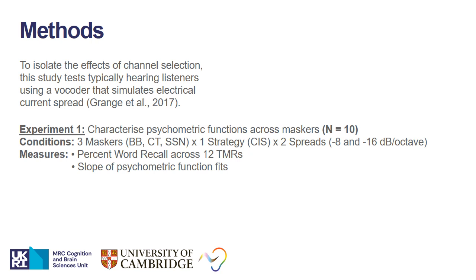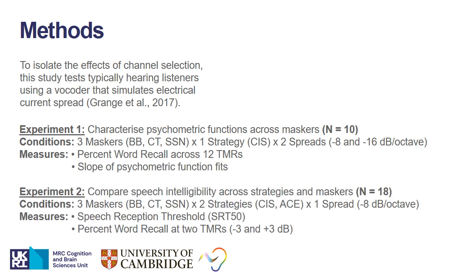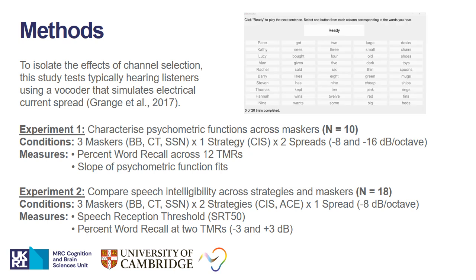We then employ that spread condition in experiment 2 to measure both speech reception thresholds and the percent of words recalled at two stationary target-to-masker ratios across the three maskers and the two strategies. All speech intelligibility outcomes are measured using the UK matrix sentence test, and statistical analysis is performed using linear mixed effects modeling.